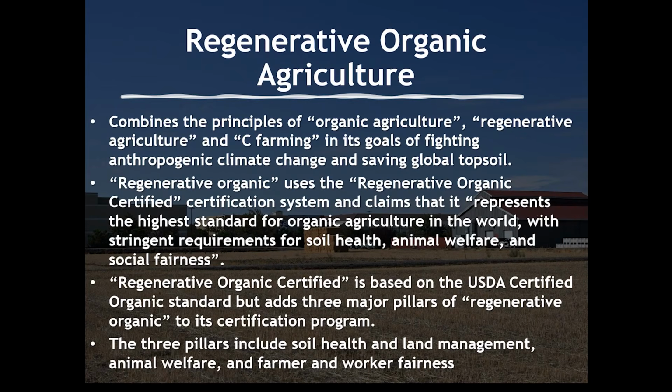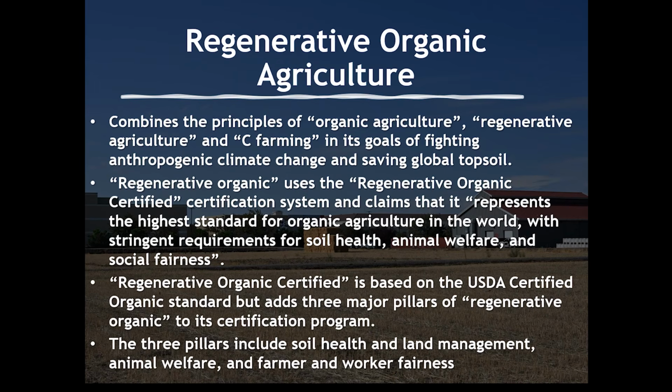Now, there's also another form of regenerative agriculture, and it's called regenerative organic agriculture. This system combines the principles of organic agriculture, regenerative agriculture, and carbon farming. And again, this is from the text that I could access. The goal is to fight anthropogenic climate change and to save the global topsoil. So it is the use of regenerative principles, carbon farming principles, and organic farming practices, combined into one.